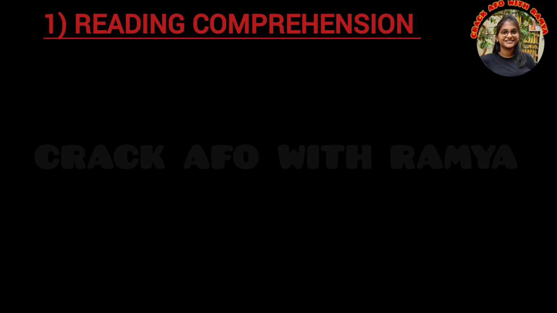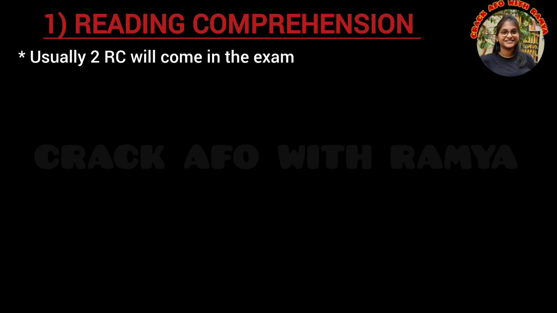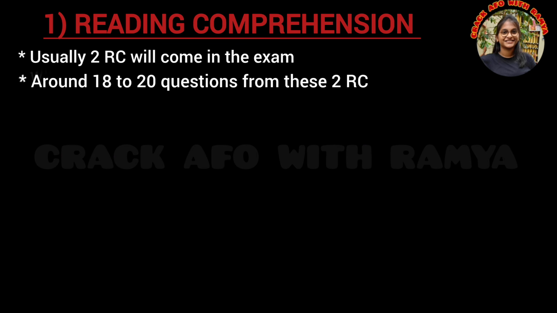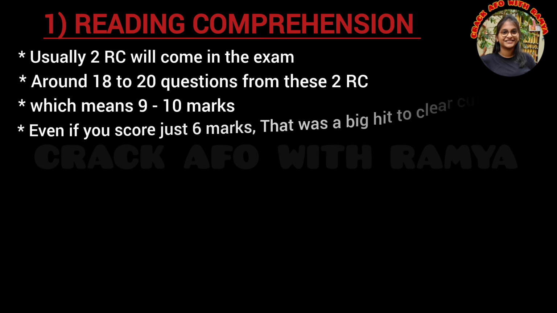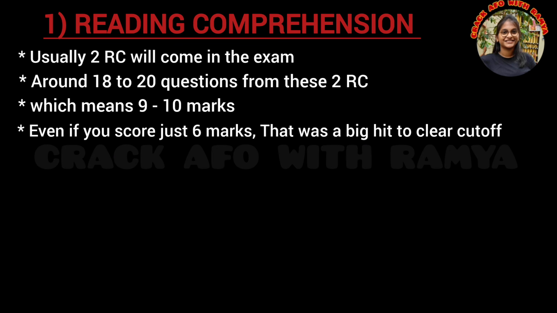If you analyze previous year papers or any banking exams, usually you will see 2 comprehension passages are given. And in IBPS AFO Prelims, there are definitely 2 RCs. And from this, around 18 to 20 questions will come. That means roughly 9 to 10 marks. Even if you score just 6 marks from RC, it's a big help for you to clear the sectional cutoff.